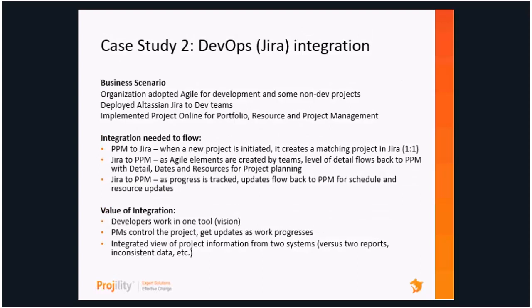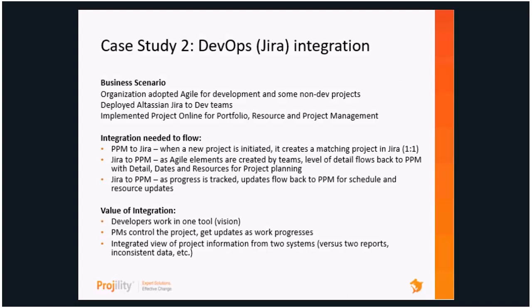Case study 2. This is where we're integrating Jira in with Project Online, our developer operations tool. The business scenario working with this client: the organization had adopted Agile for development and some of their non-development projects. They actually had some projects that were outside of IT, which they were managing using an Agile methodology. They had deployed Atlassian's Jira tool to their development teams, and they had implemented Project Online for portfolio management, resource management, project management, time tracking, and collaboration, all the core things PPM is really good at.